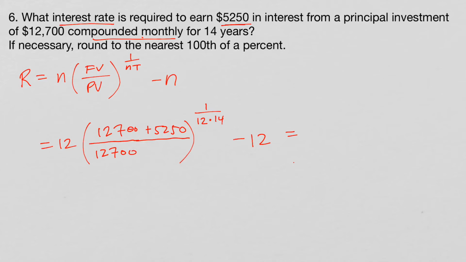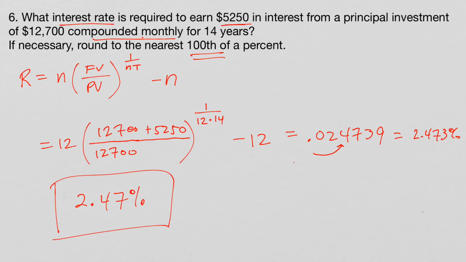Okay, I got 0.024739 or something like that. Okay? So this is going to be, moving the decimal place twice, 2.473. But rounding off to the nearest hundredth, it's going to be, let's see, 2.47%. Notice it said the nearest hundredth, not the minimum percent needed, but the nearest.